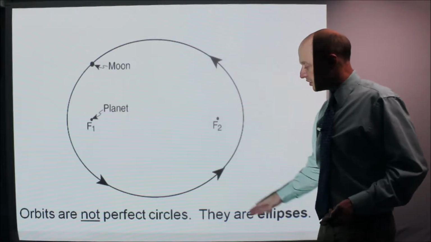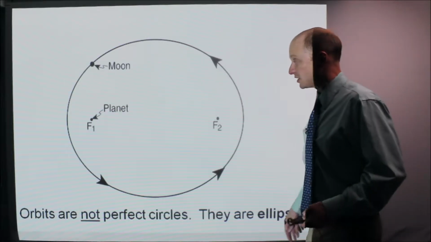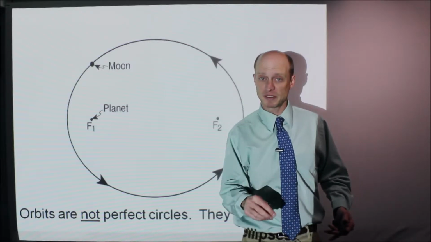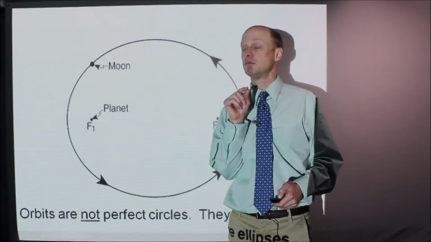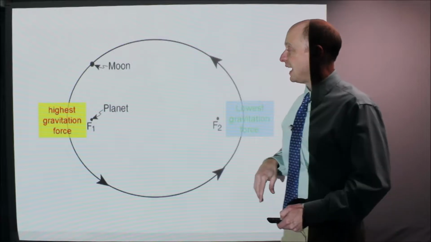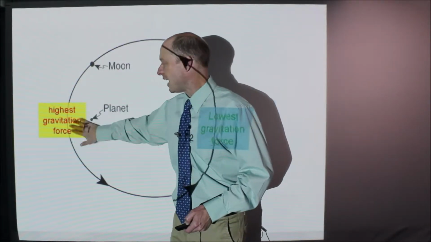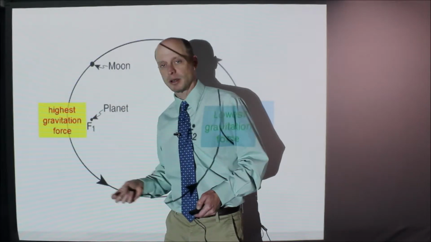So first, orbits are not perfect circles. They're always ellipses. Sometimes they are very, very close to a perfect circle, but they're not perfect circles. They are elliptical in shape. That's important. And what you have in this general area, if this is the planet, when the moon is here, this is the highest gravitational force because they're closer.